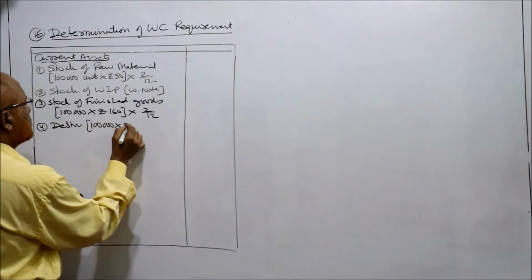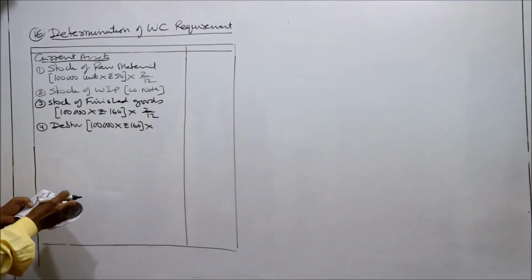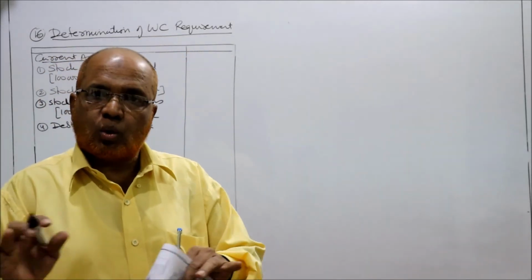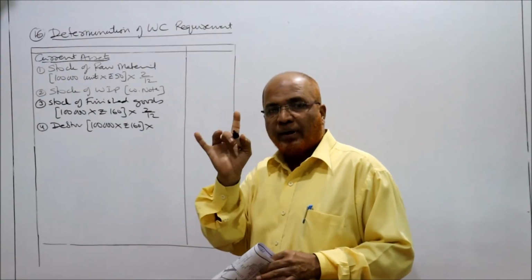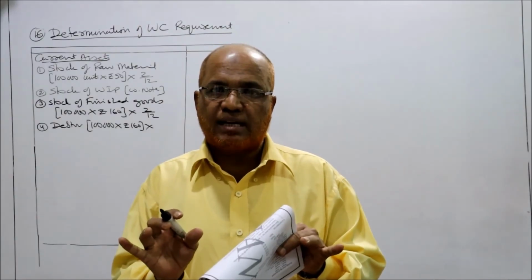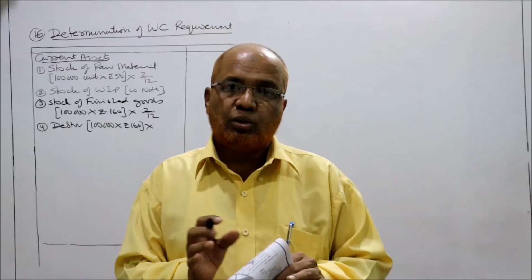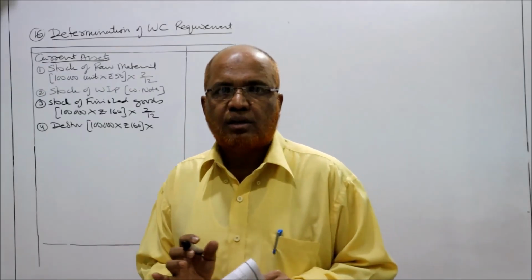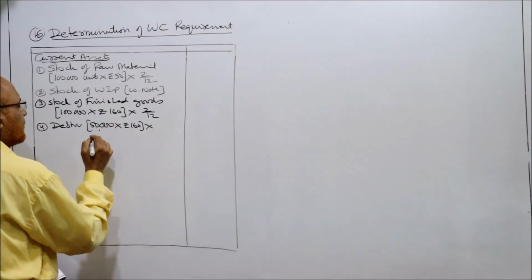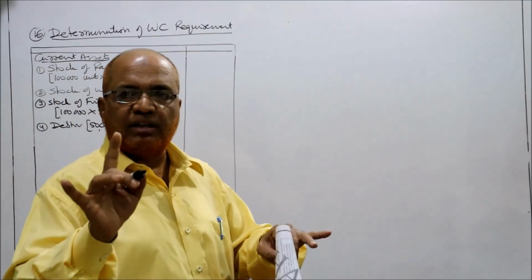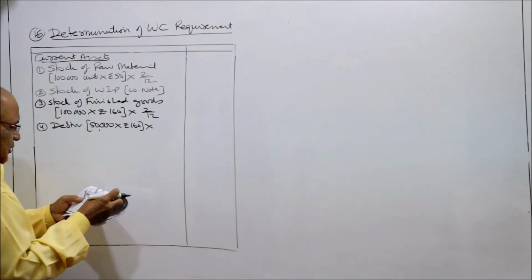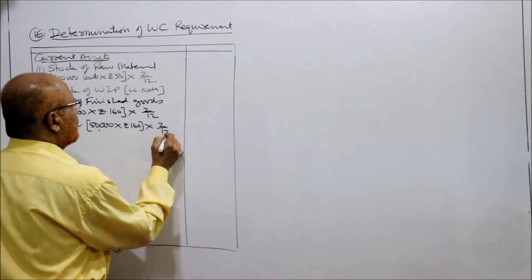The fourth one is debtors. So 1 lakh units into rupees 160 into. One thing is there: debtors will be calculated only for credit sales. The total number of units sold are 1 lakh, but out of 1 lakh, the cash sales are 50,000. So credit sales will be 50,000 units. So debtors calculation will not take 1 lakh units, will take only 50,000 units, because remaining 50,000 units are credit sales. So debtors will get 2 months credit period, 2 by 12.